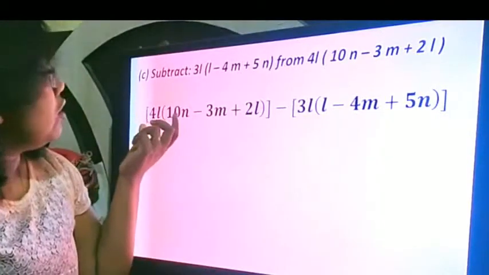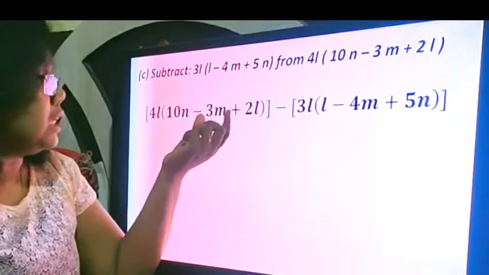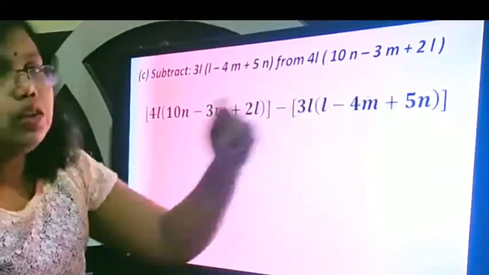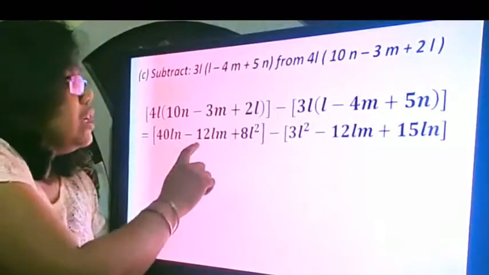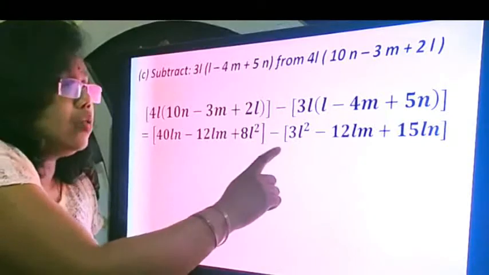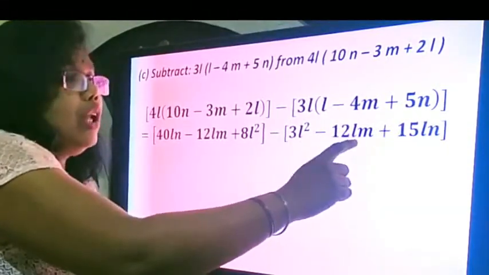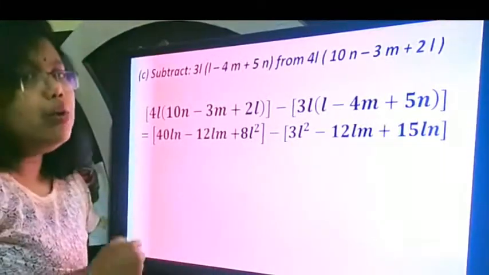So here we have to multiply and get the terms. 4L multiplies 10M, multiplies minus 3M and plus 2L, and then this has to multiply each of these terms. So what happens next is 4LN plus 12LM plus 8L square minus 3L square. Both of these 12LM, both of these give us 15LN. Now we would open the bracket.